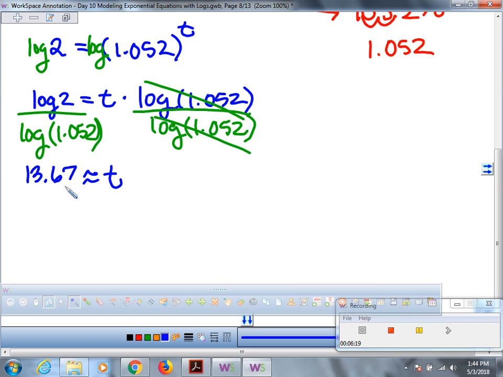13.67. We're talking time, right? How long is it going to take? So I would get 13.7 years. It would take 13.7 years to double our investment. That's a long time. Yes, Jonathan?